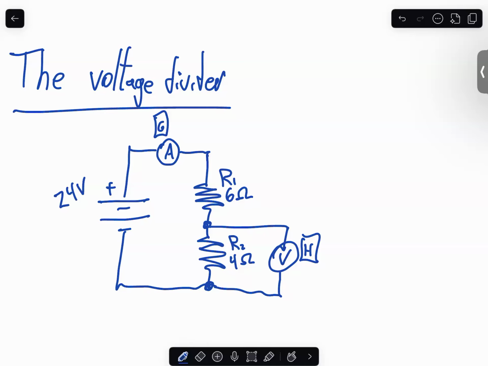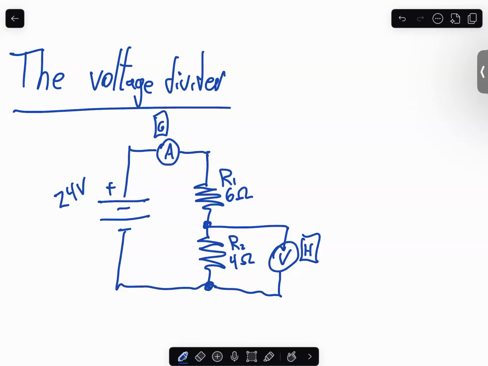Bada bing, bada boom. Use Ohm's law to find voltage across it. 9.6. If you said 9.6 for question H, give yourself a pat on the back. So the correct answers were 2.4 amps and 9.6 volts.